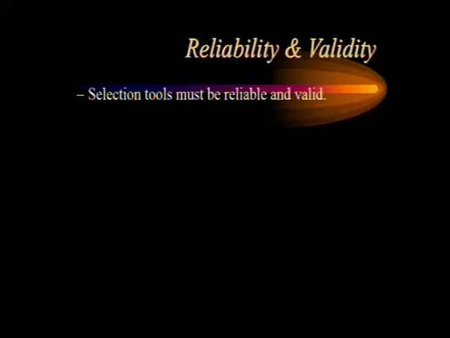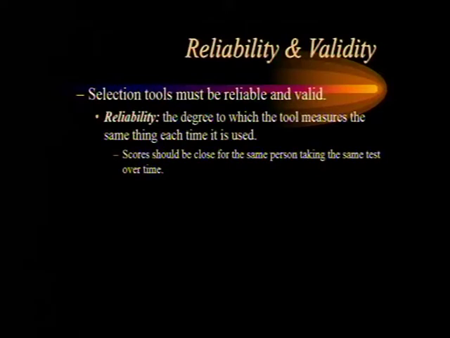What about reliability and validity? Selection tools must be reliable and must be valid. Reliability is the degree to which the tool measures the same thing each time it's used. So if you use the same instrument measuring the same item, you should get the same results. Therefore we can say this is reliable. Scores should be close for the same person taking the same test over a period of time. That's what it means. Now, validity.